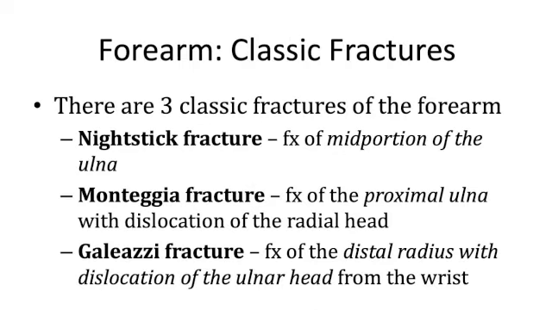So looking at forearm fractures, there are three classic fractures of the forearm. Now I understand that all three of these are eponyms, and this is a really good sense of why I don't like eponyms. Nightstick fracture is simply a fracture of the mid portion of the ulna. A Monteggia fracture is a fracture of the proximal ulna with the dislocation of the radial head. A Galeazzi fracture is a fracture of the distal radius with a dislocation of the ulnar head from the wrist. So definitely understand the three differences between those, because those terms are going to be very common on radiologist reports.